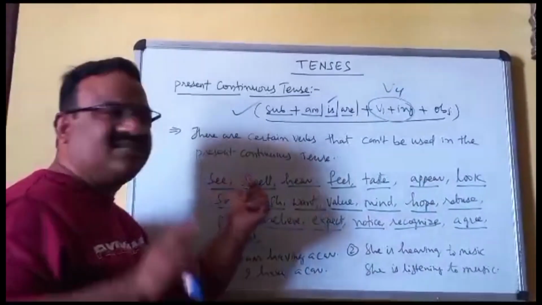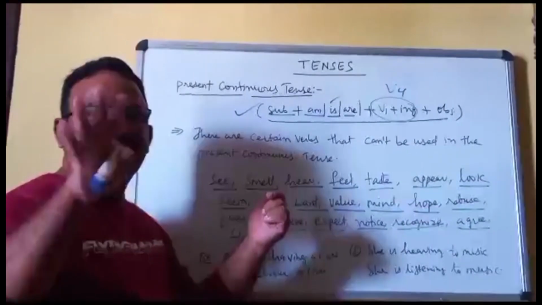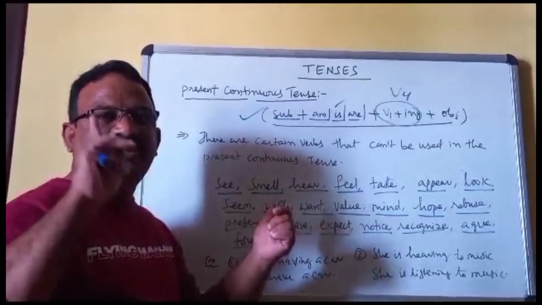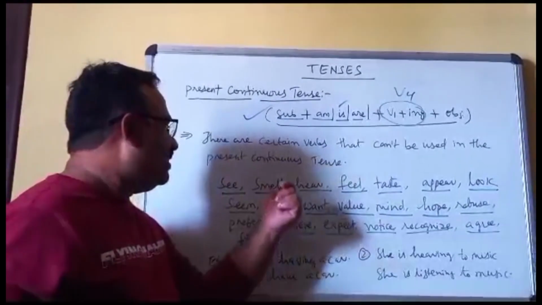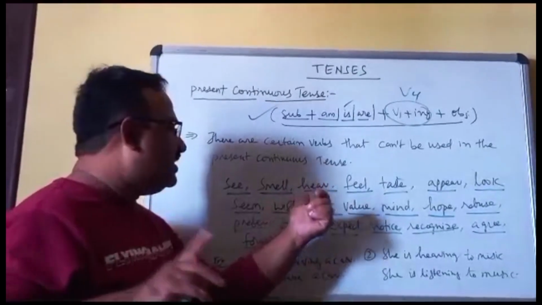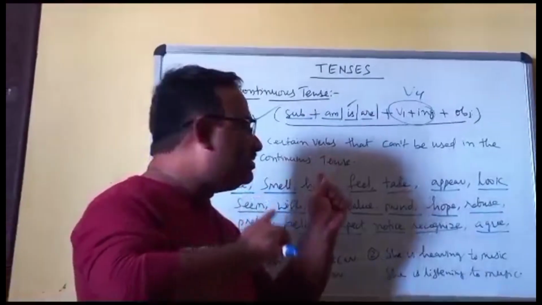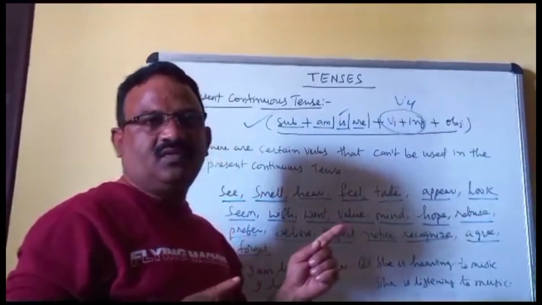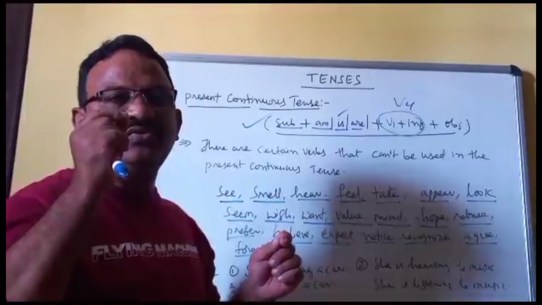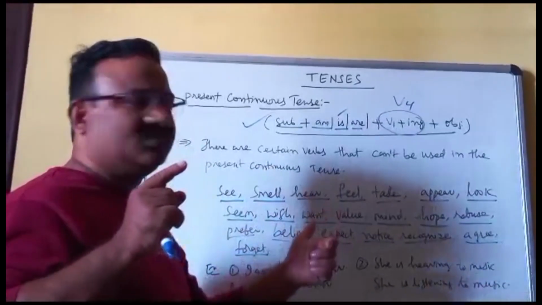We should not say she is seeing. We should not say she is smelling. No. She is hearing. No. She is feeling. No. We should not use ing with these verbs. That means in present continuous tense we should not use them.